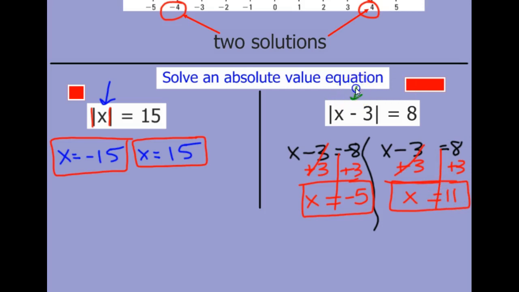Because if we plug those numbers in here for x, well, let's try -5. A -5 minus 3 will give me -8. Absolute value in the shower, absolute value of -8 comes out positive 8. That's correct. We could also plug in 11, our other answer. If I plug in 11, 11 minus 3 is 8. Absolute value of 8 is 8, so we know it works.